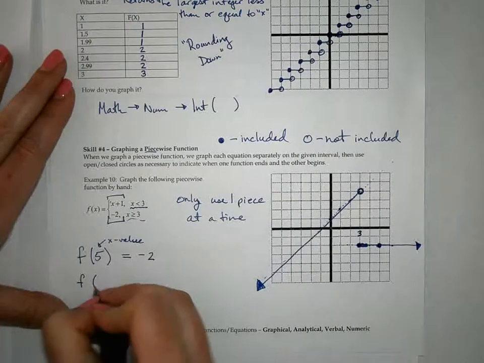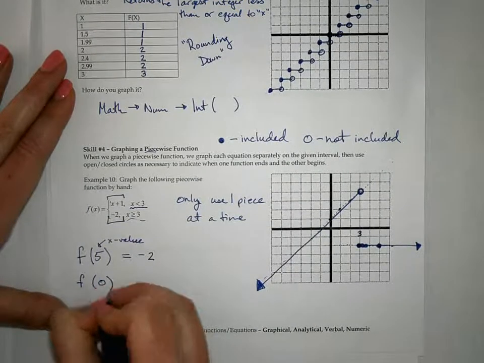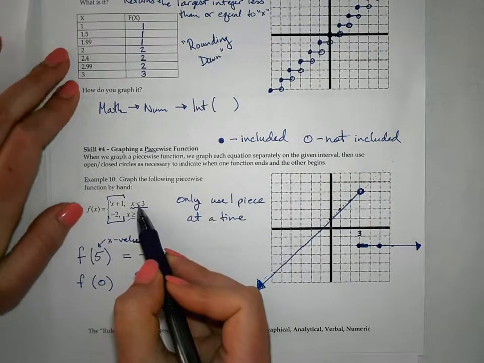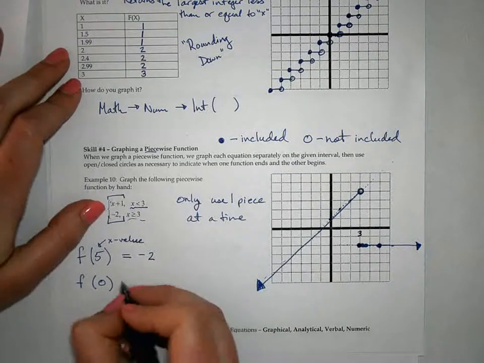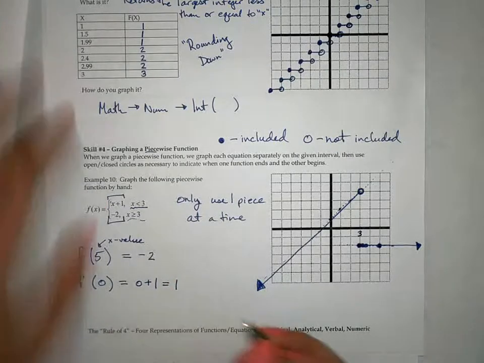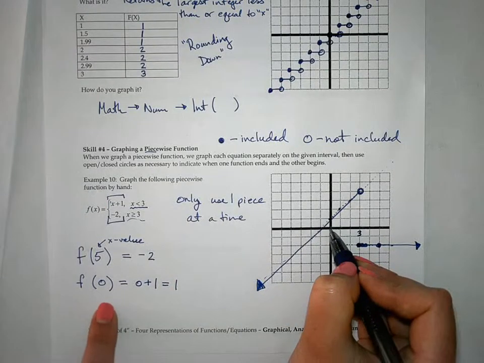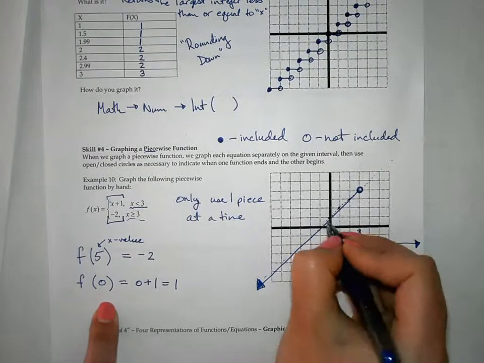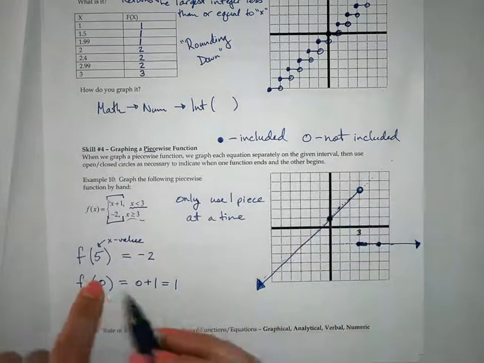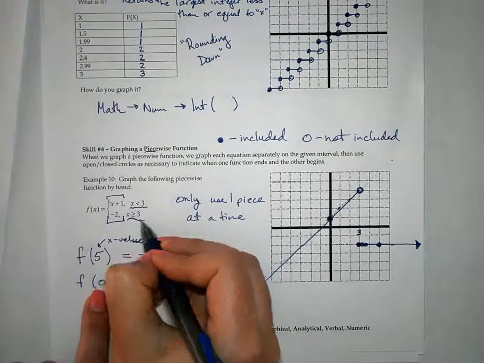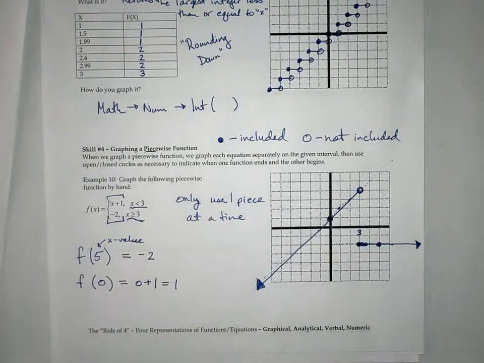Let's do another one really quick. Let's say you had f of 0. Is 0 less than 3? Yes. So we'll say that this is 0 plus 1 or 1. At 0 on your graph, you're at a height of 1. 0, 1. That's your point. You do not plug this into both pieces. You only use one piece, and you check the restrictions on the back to see which piece you use.